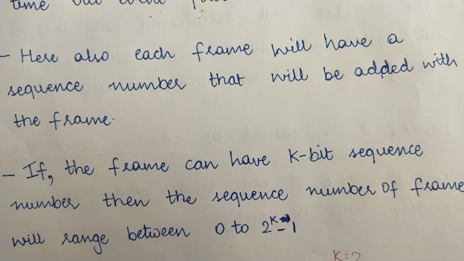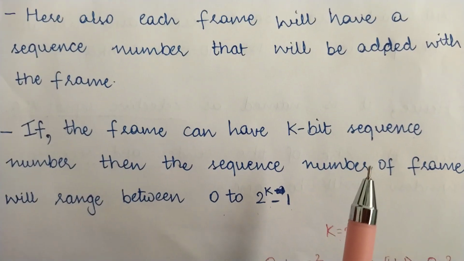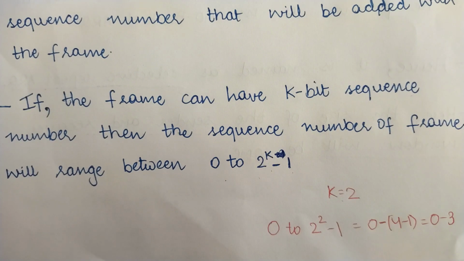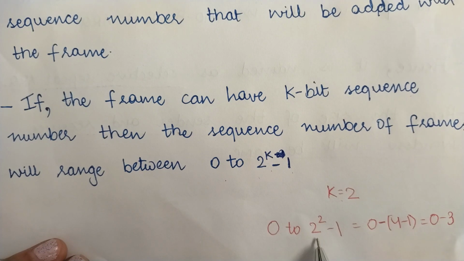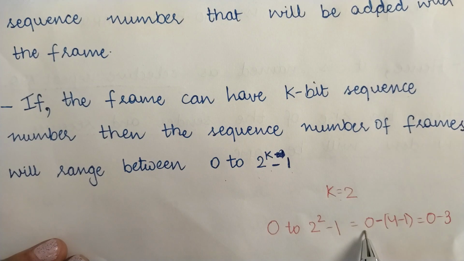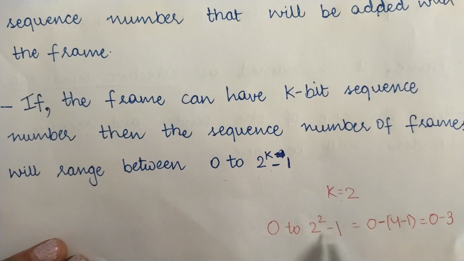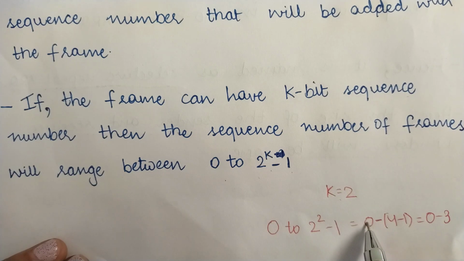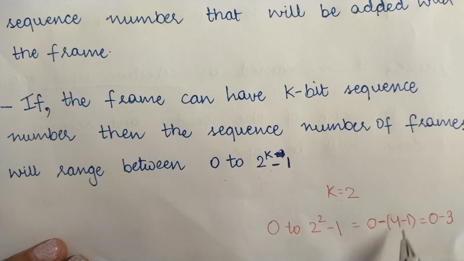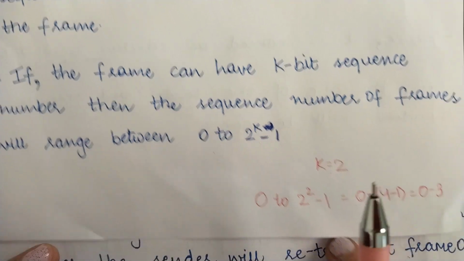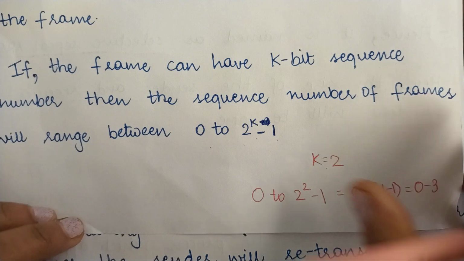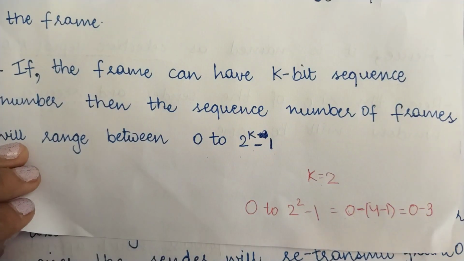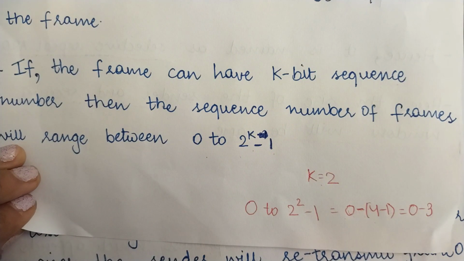So if I assume this k to be 2, this means that a 2-bit sequence number is allowed for the sequence number of frames. In that case, what will be the sequence numbers? They will vary from 0 to 2 to the power 2 minus 1. 2 to the power 2 gives you 4, and 4 minus 1 gives you 3. So basically it gives you a range of sequence numbers from 0 to 3. That means the sequence numbers of those frames will be 0, 1, 2, 3. Then after that again it will be repeated: 0, 1, 2, 3.